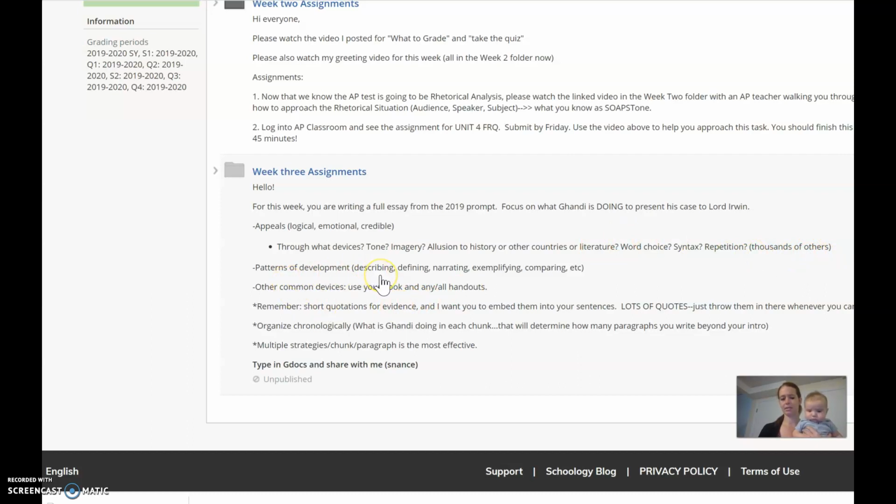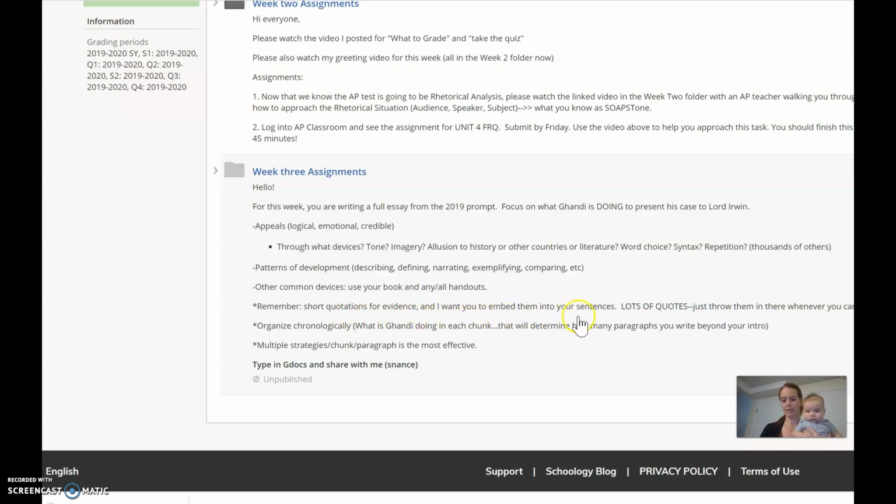Patterns of development. Is Gandhi describing something? Is he defining something? Is that helping him be convincing to Lord Irwin? Whatever that might be. And there are many common devices. I want you to use your book, and any and all handouts that I've given you throughout the year to review some of those common devices.